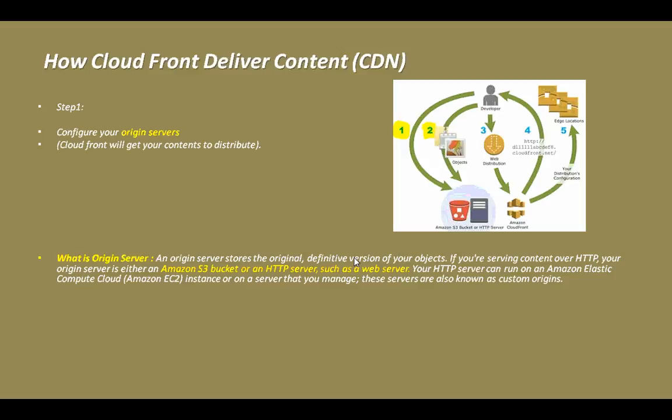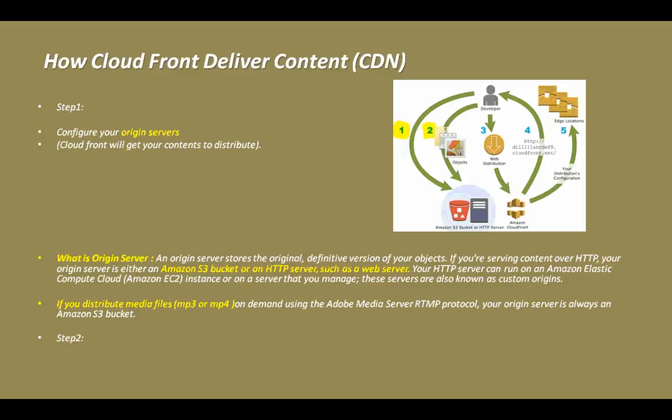As I said, the origin server stores the original or definitive version of your objects. If you are serving your content over HTTP, the origin server is either an Amazon S3 bucket or an HTTP server such as a web server. Similarly, you can use an Amazon EC2 instance and build up your web server over there. You can serve both purposes. Your origin server could have media files like MP3 or MP4 files using a media server or HTTP protocol. Amazon says that in case you are distributing media files, or users would be accessing media files, your origin server should always be an Amazon S3 bucket. So this is our step one.